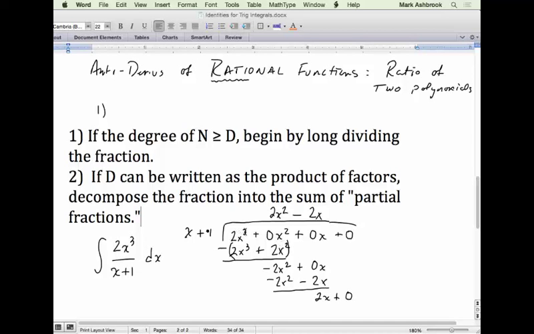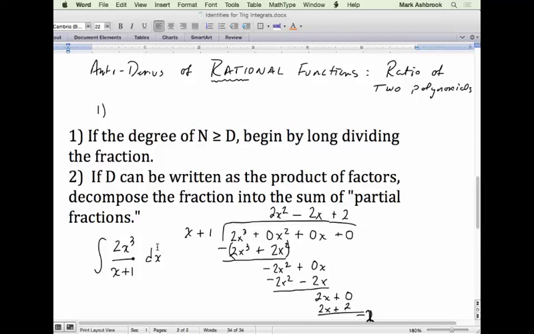Last time, what do I multiply x plus 1 by so I can get the 2x's to go away? Plus 2. 2x plus 2. When I subtract, I get negative 2, which is the remainder. So my remainder is negative 2.